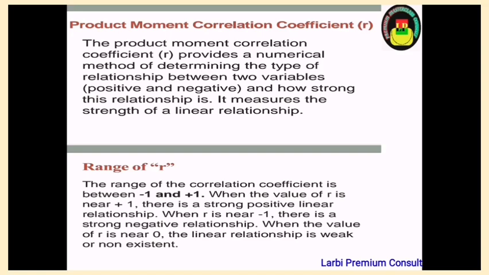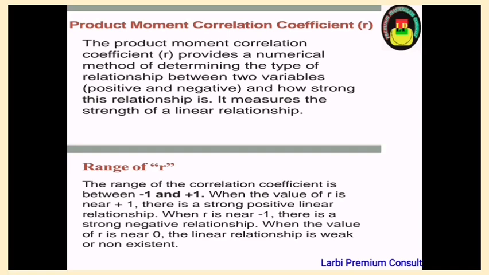We are saying the product moment correlation coefficient, for which we use a small letter r, provides a numerical method of determining the type of relationship between two variables, whether positive or negative, and how strong the relationship is. As I was saying, that is the product moment correlation. It helps us to know the strength of the relationship and whether it is a positive or a negative correlation. So it measures the strength of the linear relationship. And then there is a range within which we can measure the strength of the two variables.